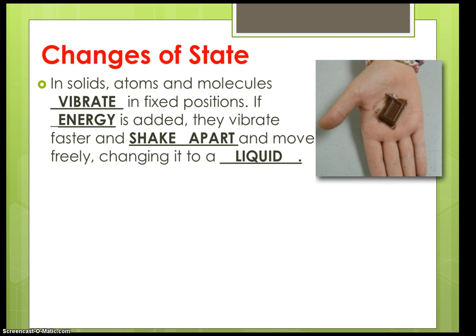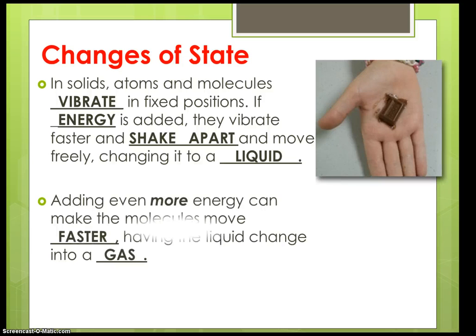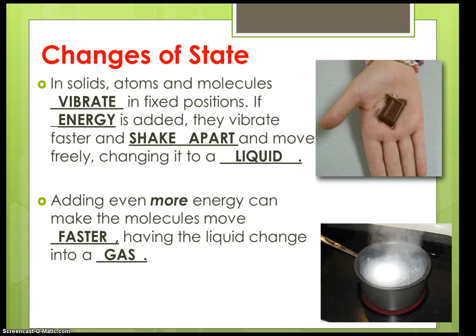Think about a piece of a delicious Hershey's candy bar, and it's sitting in your hand. It's not going to stay a solid bar of chocolate forever when you hold it in your hand. As energy is added to the chocolate, it starts to melt in your hand and it's changed from a solid to a liquid. Adding even more energy makes these molecules move faster, having the liquid change into a gas. Look at this picture of boiling water. As even more energy is added to that water, it's changing from a liquid to a gas, and you can see the water vapor coming out of the pot.